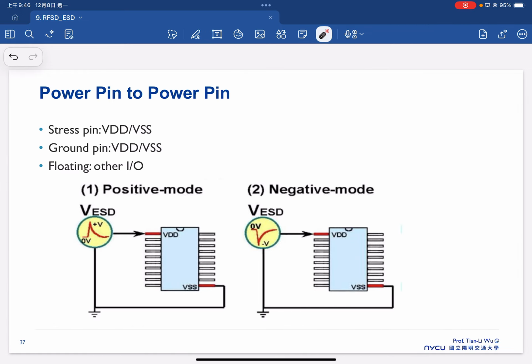And we also need to test the power pin to power pin. This testing is very clear to understand: we stress at the VDD or VSS, and then ground the other at the VDD or VSS. That's also another typical test.